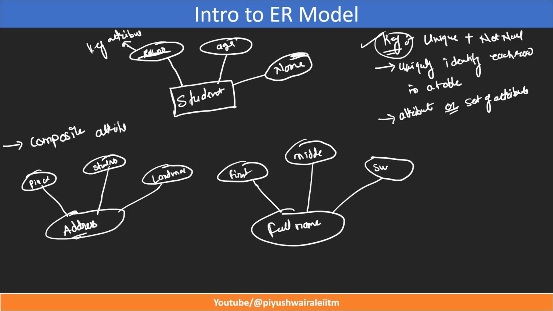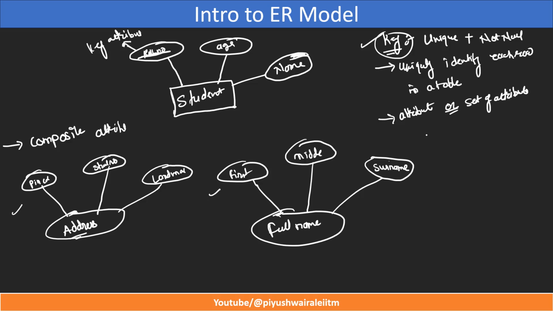If we are storing first name, middle name, and last name in three different columns or attributes, then we can say full name is a composite attribute. Or if we are just storing the full name in a single field, then it is just a single valued attribute. It depends on the case study and the configuration of a database. But address can have multiple components like pin code, street number, landmark. So we are storing three different attributes. This is the example of a composite attribute.